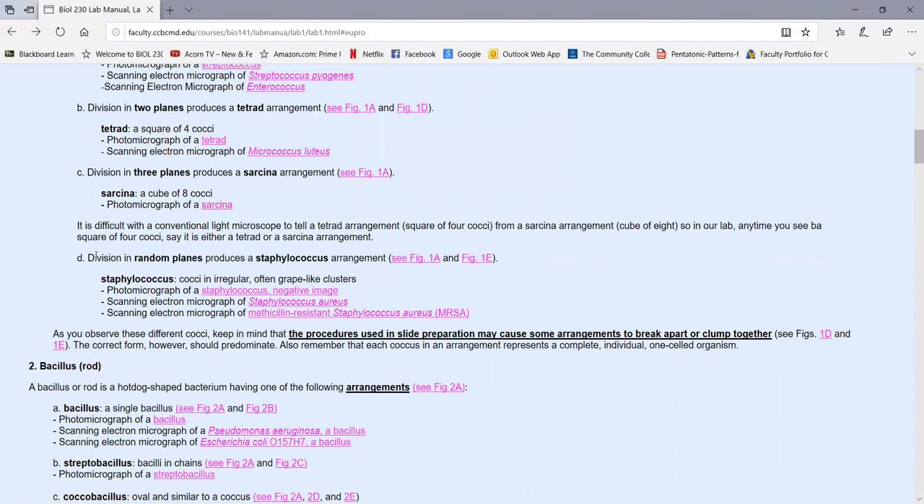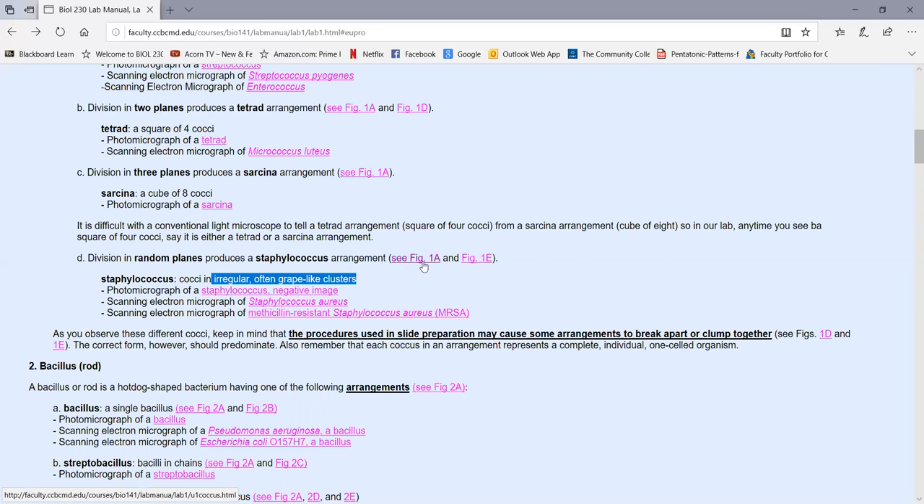And then if division is in random planes, we call that a staphylococcus arrangement. Staphyl means a bunch of grapes. So these appear in irregular, often grape-like clusters. But again, a staphylococcus grape-like cluster is typically no more than maybe 4 or 5 bacteria across. Anything bigger than that is just a clump of bacteria that didn't separate. So you want to look for these small grape-like clusters, no more than 4 or 5 bacteria across.